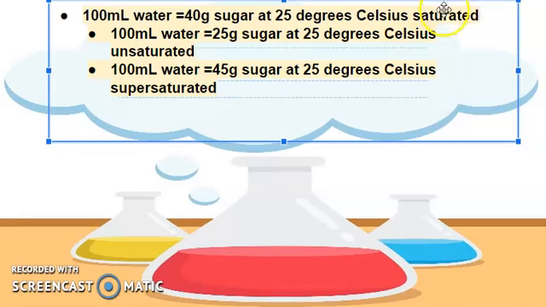So if you dissolve 40 grams of sugar in 100 ml of water at 25 degrees Celsius, we now have the saturated solution. Again, it is unsaturated if it contains less solute than what it can normally hold, for example 25 grams. Then we have the unsaturated solution.